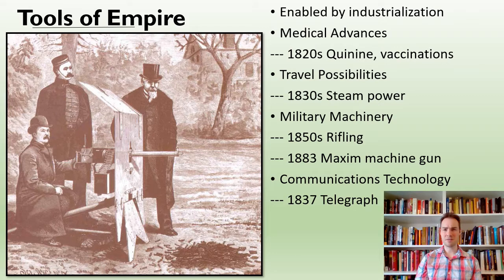Likewise, we see military machinery becoming more and more sophisticated, making it easier and easier to kill people more rapidly. This, of course, is going to help with colonization and imperialism in that if one side has these industrialized tools of death, as it were, and the other side doesn't, it makes it basically impossible to defend yourself.